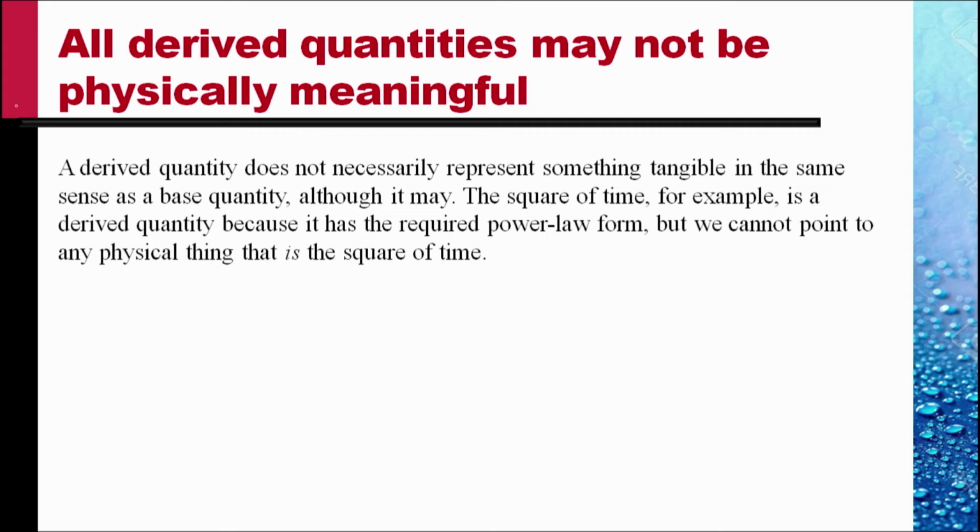Now, a derived quantity does not necessarily represent something tangible in the same sense as a base quantity, though it may. The velocity and the kinetic energy that we defined in the last slides are such quantities which represent something tangible. But the square of time, for example, is a derived quantity because it has the required power law form, but we cannot point to any physical thing that is a square of time. Square of time is not physical.